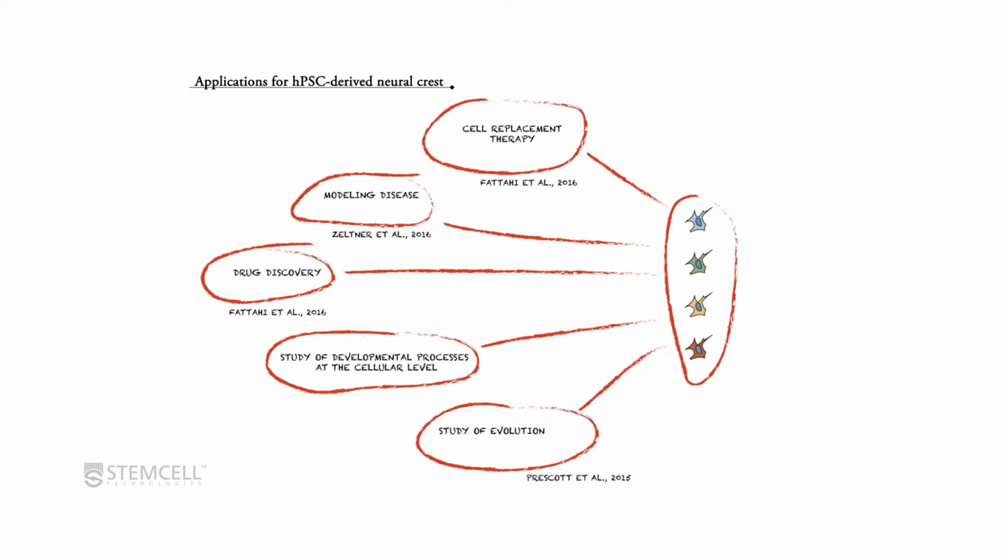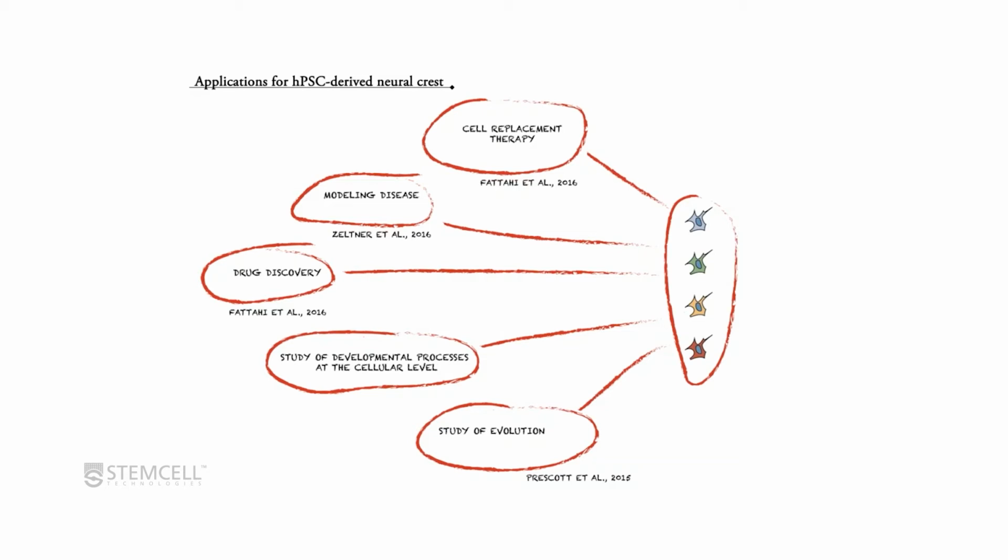So for the last part of the webinar, I'd like to talk to you about some of the things that we can do with our human pluripotent stem cell derived neural crest and present some brief case studies for these applications. So broadly speaking, I think one of the most exciting things about stem cell technology is the prospect of generating cells for future cell replacement therapy. And we could do this for neurocrestopathies. We can also model these diseases in vitro and use this modeling process to aid in drug discovery.